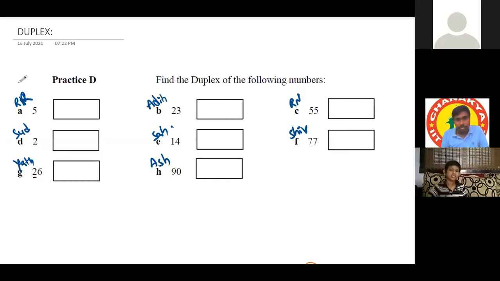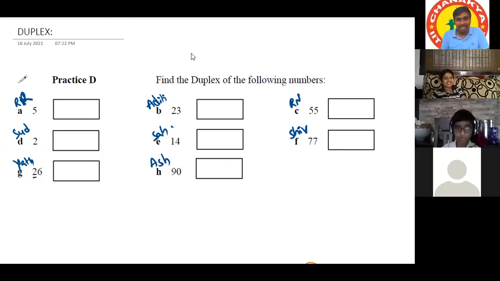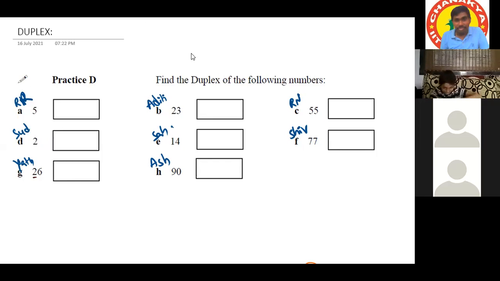Just to check the chat box. It will give in an order only. Ritvik and Aditi, lower your hands. Sir, questions A and D are very simple, sir. Yes, sir. Sir, I'm ready. Yes, your question is: find the duplex for the given numbers. Okay, find the duplex for the following numbers.